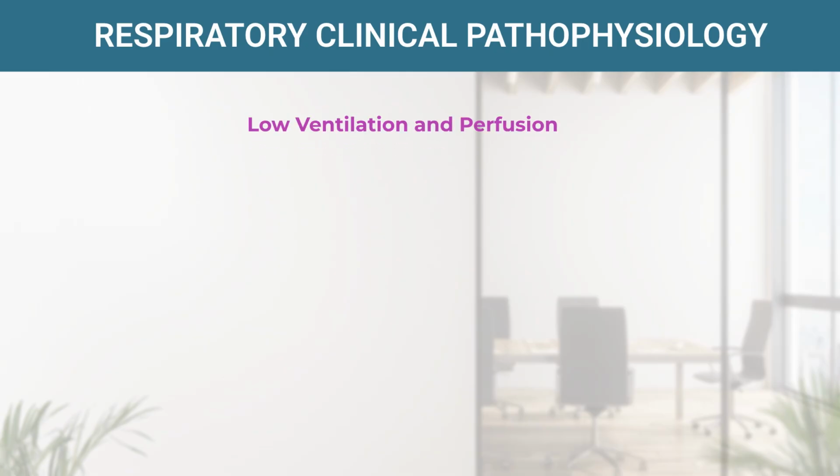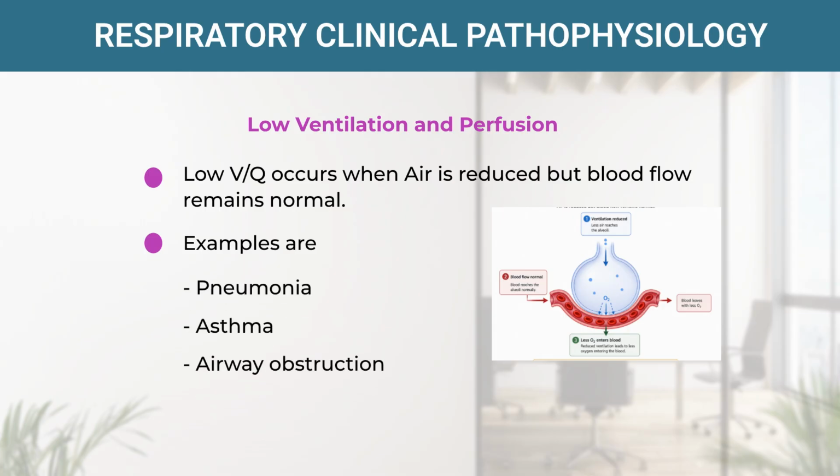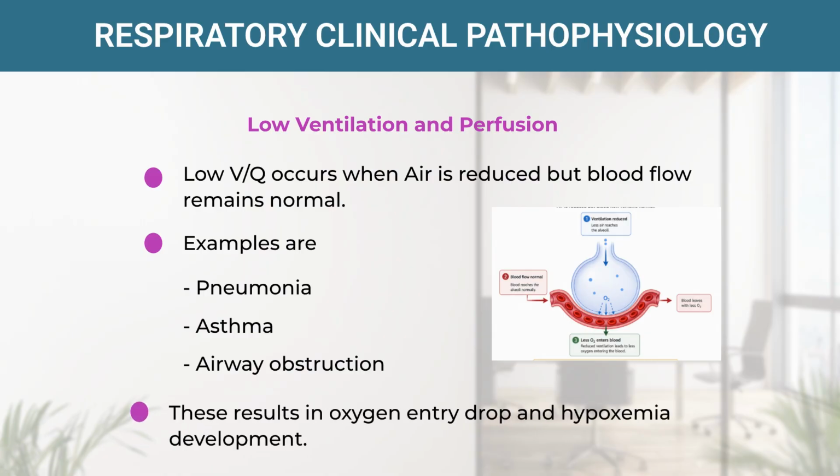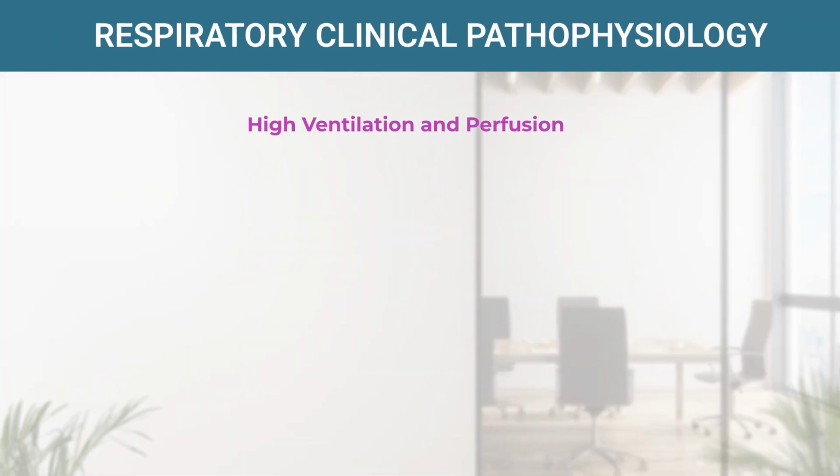In low ventilation and perfusion, air is reduced, but blood flow remains normal. Examples are pneumonia, asthma, airway obstruction. These result in oxygen entry dropping and hypoxemia developing.